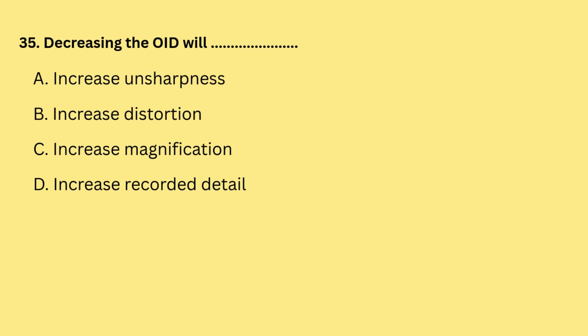Number 35. Decreasing the OID will A. Increase sharpness, B. Increase distortion, C. Increase magnification, D. Increase recorded detail. The answer is D. Increase recorded detail.